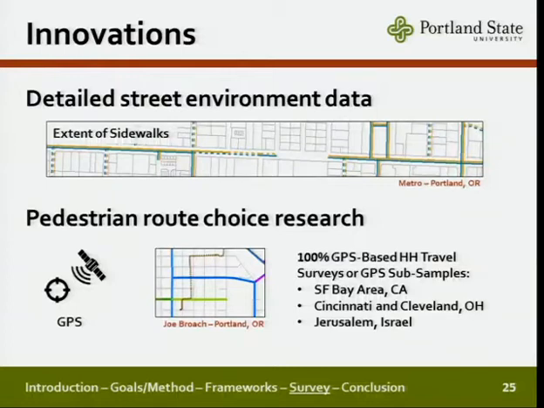Typically, household travel surveys use a travel diary that you fill out of where you went during the day, what you did, why you went, and what travel mode you took. Well, some regions like San Francisco, a couple regions in Ohio, Jerusalem overseas, are conducting 100% GPS-based travel surveys. So we get GPS traces that are then attributed with trip purpose and other information. We might be able to use these data for estimating pedestrian route choice models.